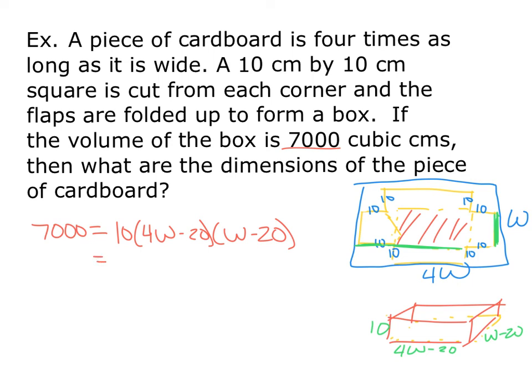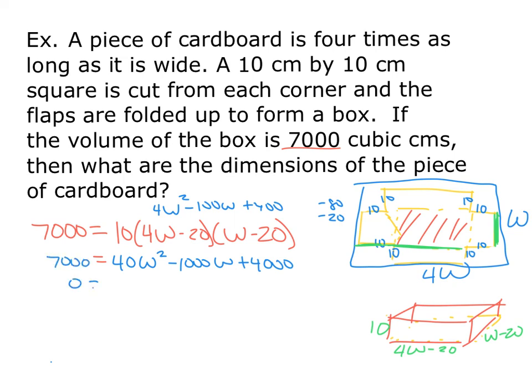Let's see. So I'm going to do the inside: 4W squared, minus 80 minus 20, so minus 100W plus 400. We're going to multiply all that through by 10. So 40W squared minus 1,000W plus 4,000, minus 7,000 on both sides. 40W squared minus 1,000W minus 3,000.